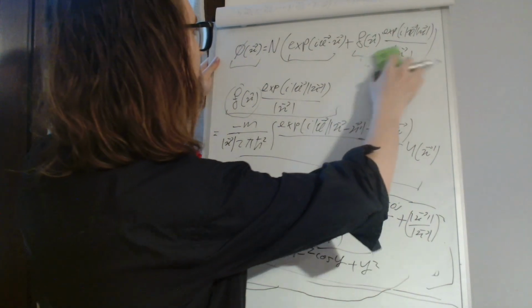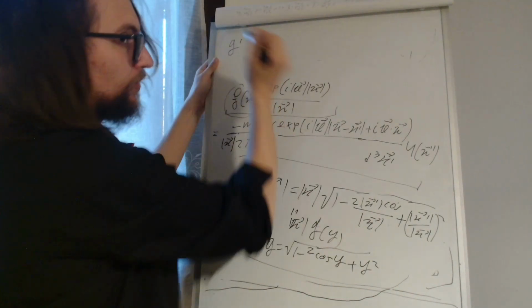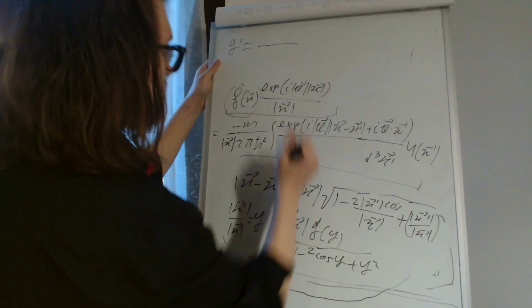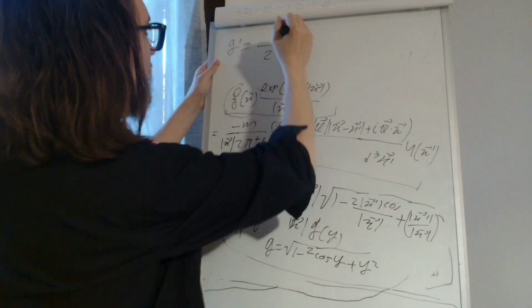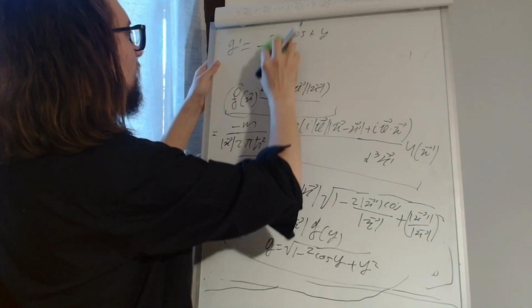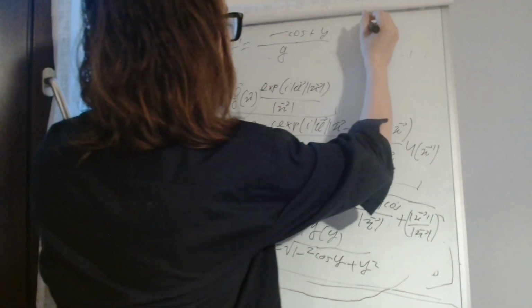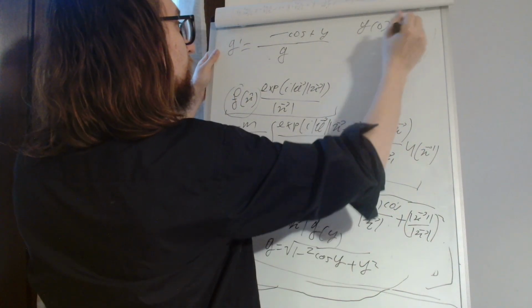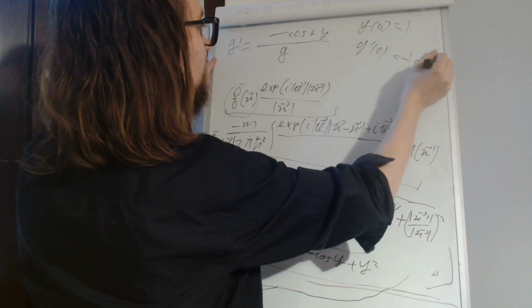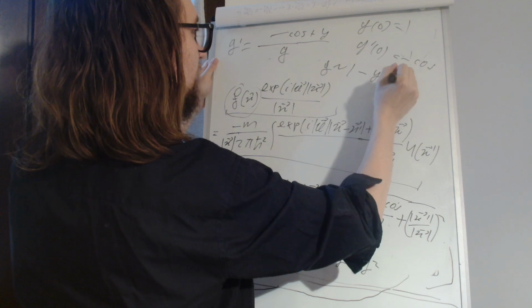Now I need some more space here. So g prime, we are going to do the Taylor series approximation, so we evaluate g prime, which is 1 divided by g and 2 minus 2 cosine plus 2y, but the 2 here cancels out, so this is g prime, and we have g of 0 equals 1 and g prime of 0 equals minus cosine, so g is about 1 minus y cosine.